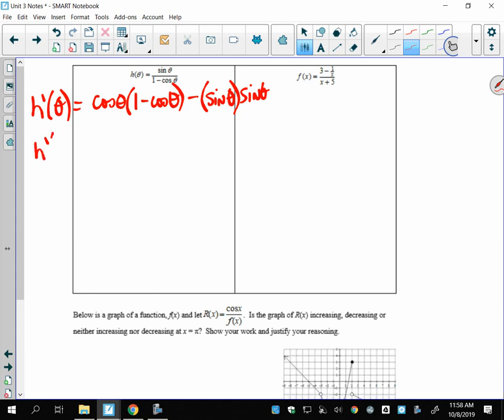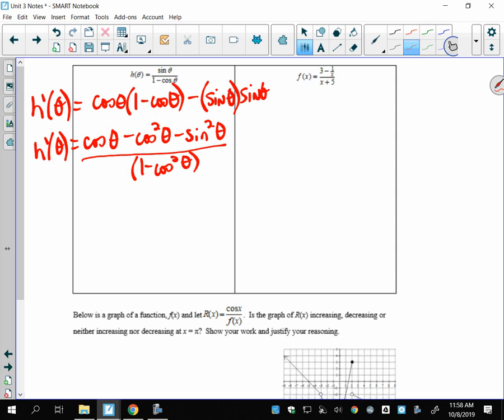Simplifying this, I get cosine theta minus cosine squared theta minus sine squared theta, and I hope you notice I forgot the denominator squared, over the denominator squared, which would be 1 minus cosine squared theta. I'm not going to work that out in the bottom, at least unless I have to. Can I simplify any of this? And would you be expected to simplify any of this on an AP test? I don't know. But looking at this part here, sine squared plus cosine squared equals 1.